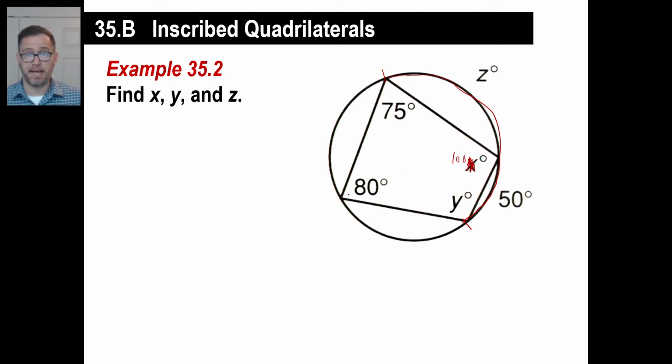It's opposite from the 80, that means it has to add up to 180. Opposite angles add up to 180. Boom, there you go. Y is opposite from the 75-degree arc, right? Okay, and let's just say you couldn't remember how to do this.